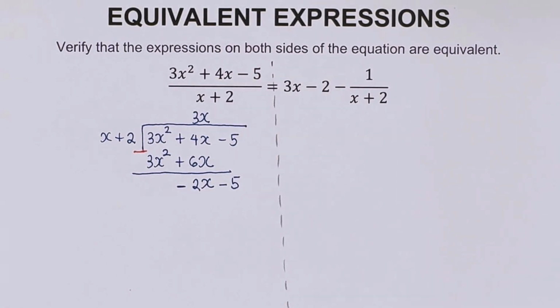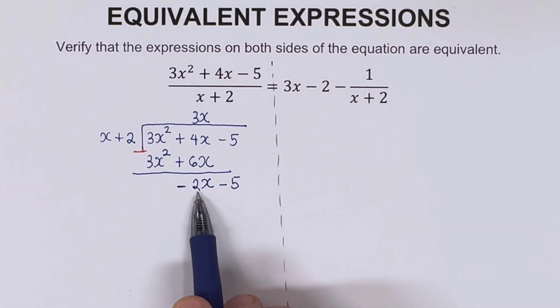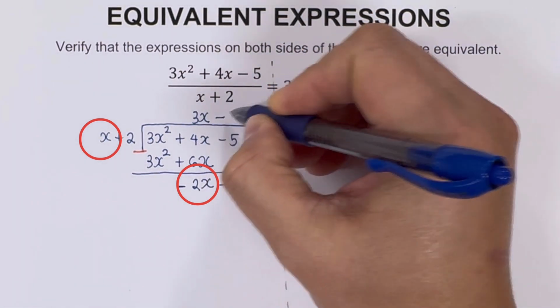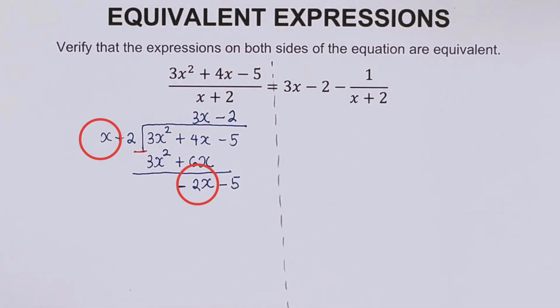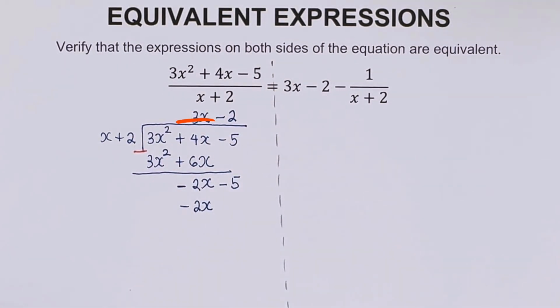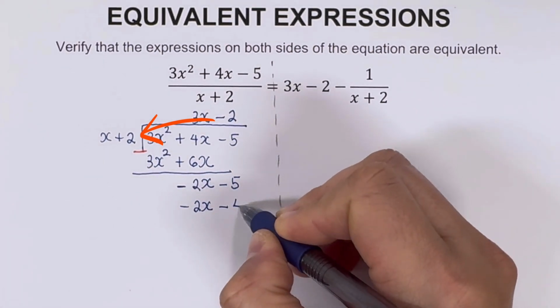The next step is negative 2x divided by x. If we do that, negative 2x divided by x is negative 2. So I'm going to write negative 2 up here. Then we are going to multiply negative 2 to both terms here. So negative 2 times x is negative 2x. I will write that down here. And we have negative 2 times positive 2, which is negative 4. So I will put negative 4 here.